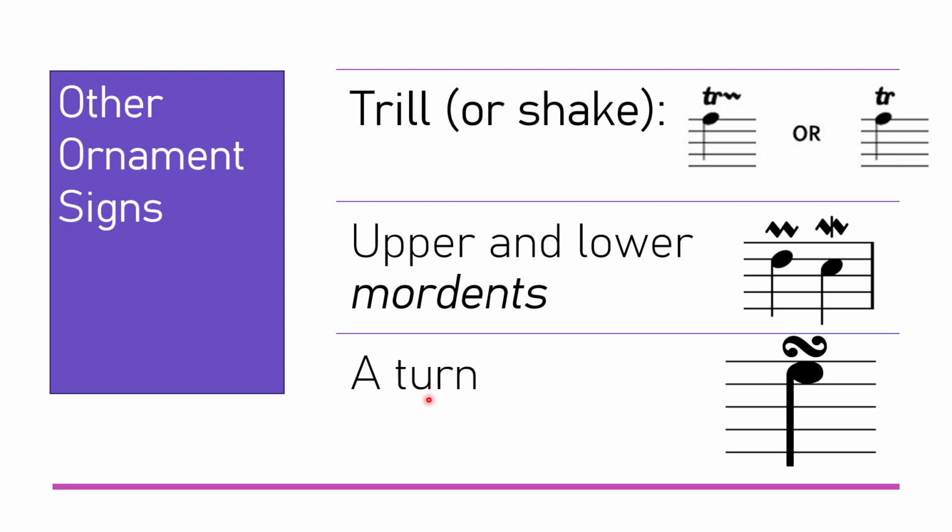And then lastly, we have a turn. As you can see, this symbol looks like an inverted S on top of the note it intends to decorate. So these are the three ornament signs that we'll be considering for grade 4. As we go up to the upper-level grades, we might still meet some other ornament signs. So we've looked at two small-sized notes, the acciaccatura and the appoggiatura, and also three ornament signs, the trill, the mordent, and the turn.